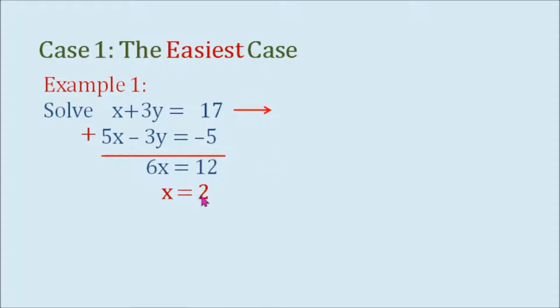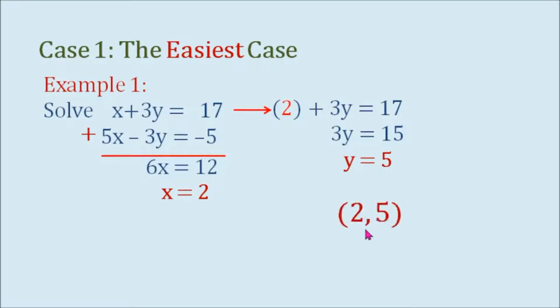Using the first equation, we are going to substitute x with 2 and solve for y. That is, 2 plus 3y equals 17. So, subtracting 2 from both sides, we have 3y equals 15. And dividing both sides by 3, y equals 5. So our x is 2 and our y is 5. So we can write our answer as coordinates (2, 5).